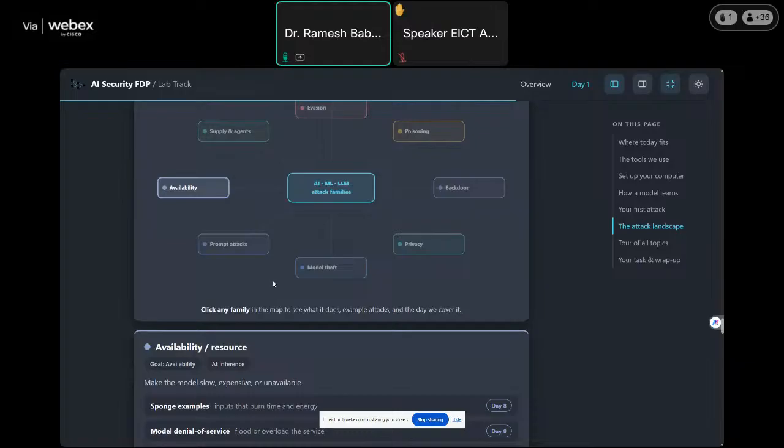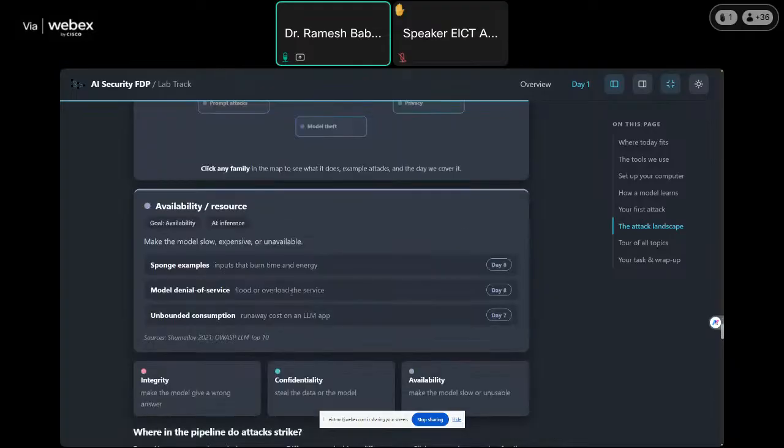The next component that we have is the availability attack component. In an availability attack, your goal is to make the model slow, make it expensive, or make it unavailable. You might relate it to web attacks also. In web, you have a lot of DDoS attacks, so you can understand this is a similar type of attack. Here we have three categories which we will address on day 8 and 7.